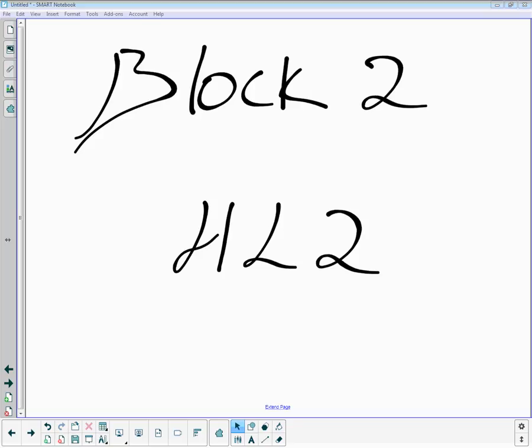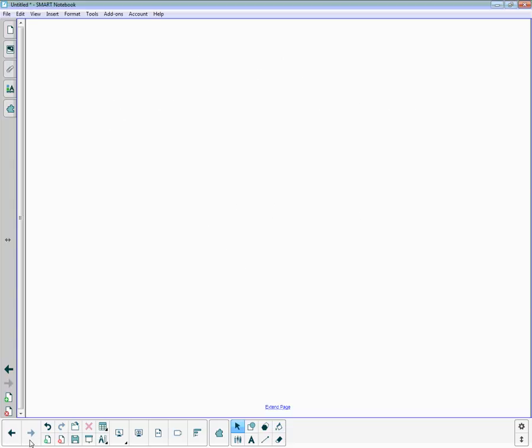All right, so this morning we'll be looking at exponential growth and decay problems, which are just applications of differential equations.